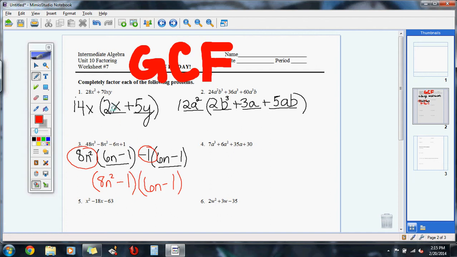And don't forget, on problems 1 and 2, you can distribute to see if you have the right answer. And now on number 3, we can FOIL to see if we have the right answer. Okay, moving along a little quicker now.